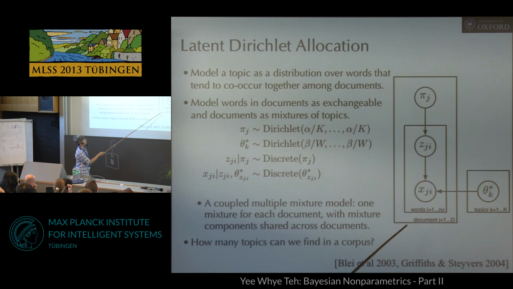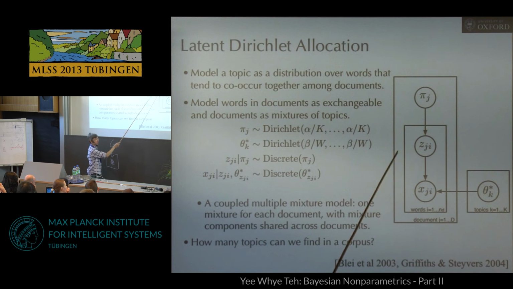Actually, here's the graphical model here. So the outer plate is going to be my plate over documents, and the inner plate is going to be my plate over the words that occur in that document. And the way we're going to model this collection of words is that for the ith word in a document j, I'm going to model it in the following way.